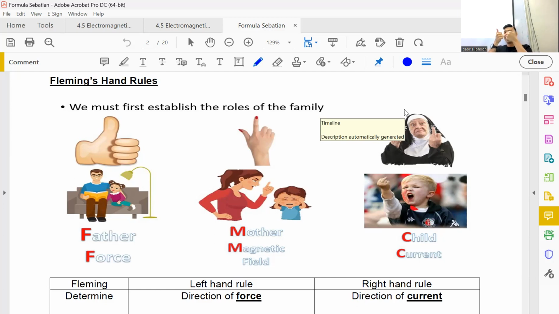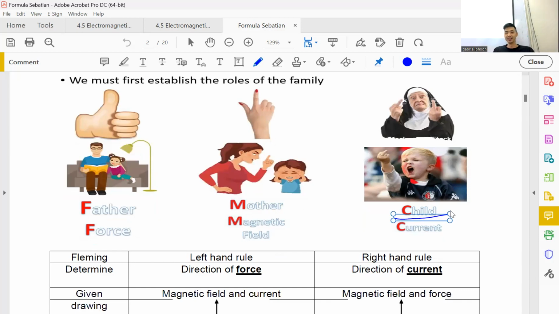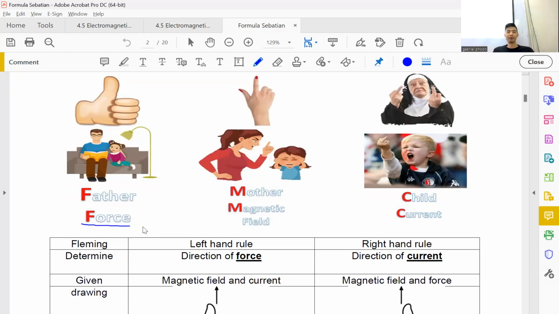So from here, father, mother, child. From here, you remember father, mother, child, right? That's not the important part. Obviously, you are the important thing, right? But the more important thing is you remember force, magnetic field, and current.